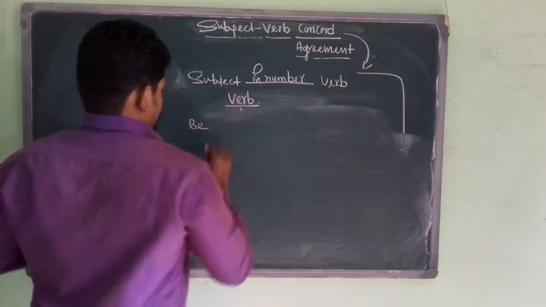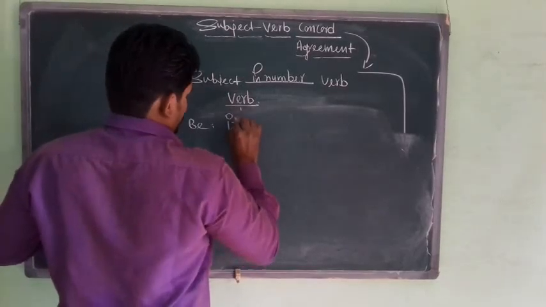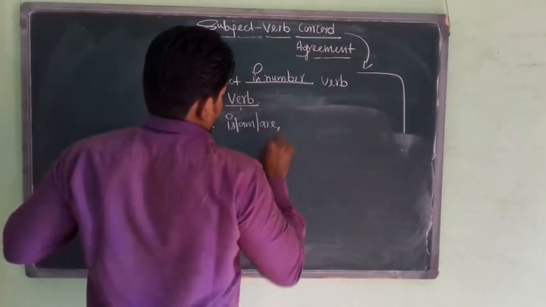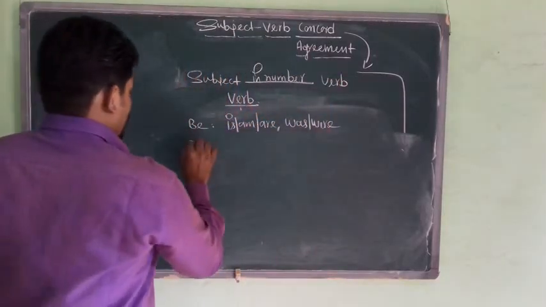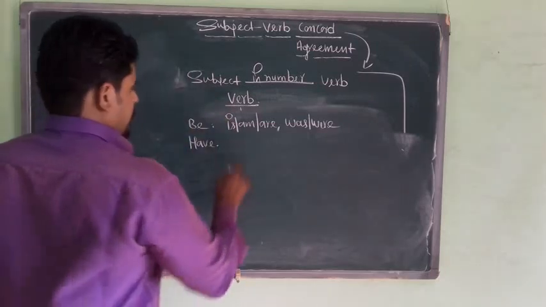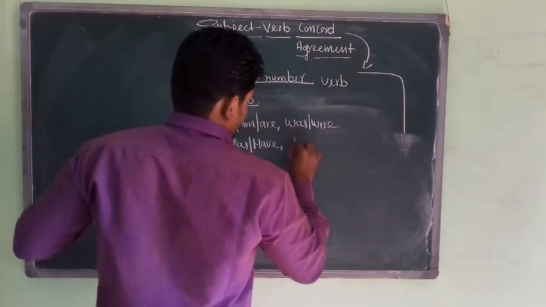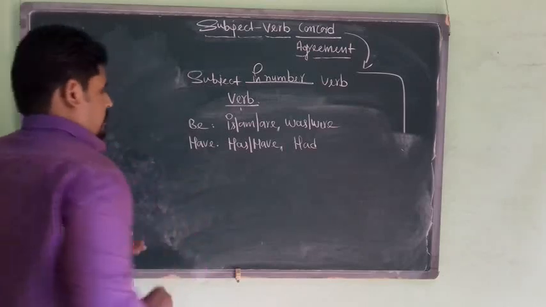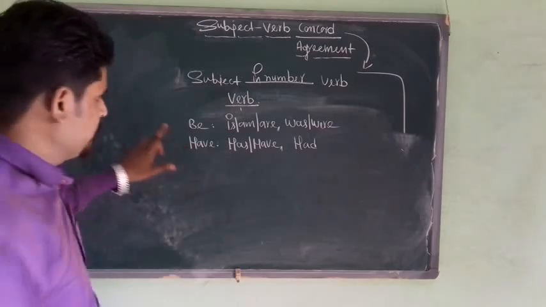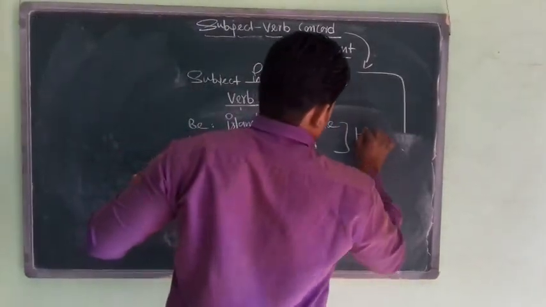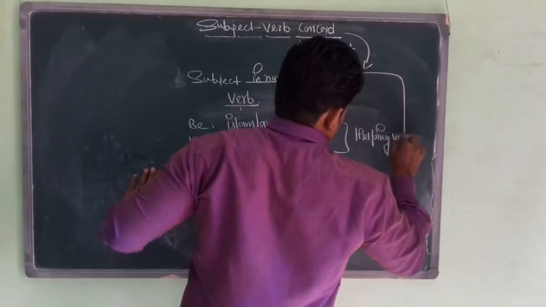Be. So students, for verb be we have is, am, are, was and were. For have we have has, have and had. Okay students, this is the verb which shows state, this is the verb which shows possession, and these are called helping verbs.